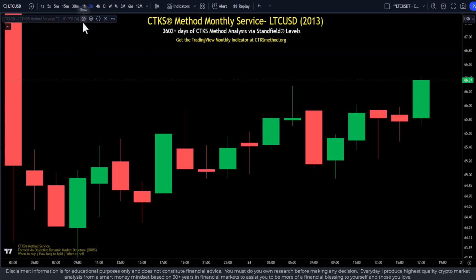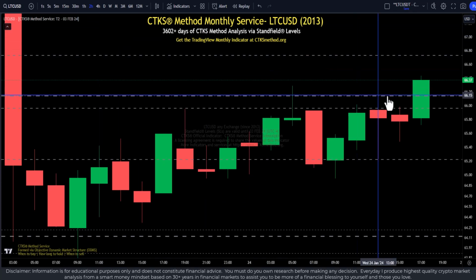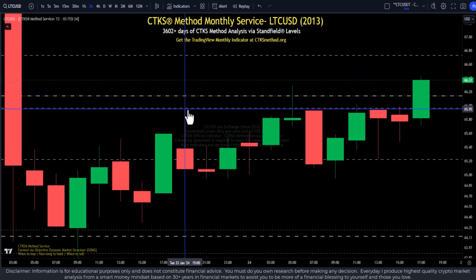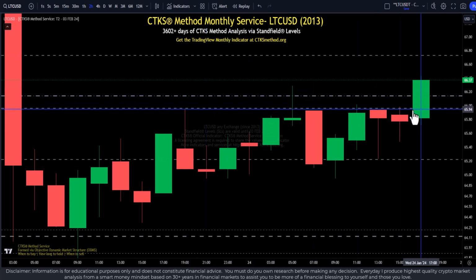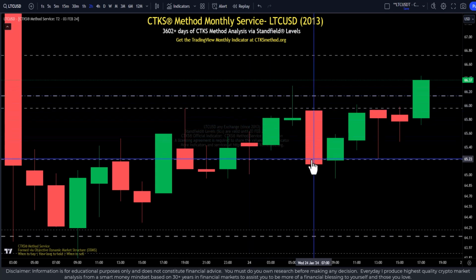Having a look at Litecoin, and let's see where the structure is on Litecoin. We can see a similar thing to what's happening with Solana. Litecoin was seeking to get through this structural level of resistance at 65.96. It tried quite a few times and was rejected. We can see this one where it was rejected and then pulled itself back to structural support.